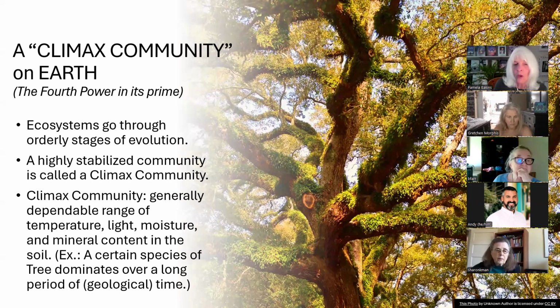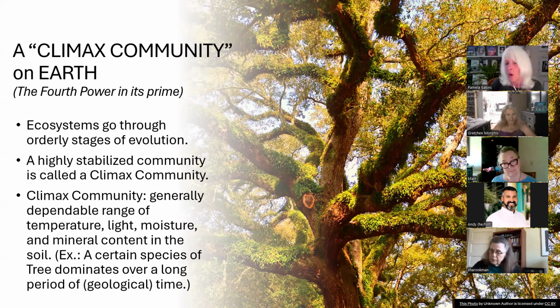And in general, over time, when we have a climax community on Earth, a certain species of tree dominates for a long period of time, geological time. So there have been different periods where different trees were stabilized on the planet Earth, and throughout all this different life forms would emerge, but the tree would be a dominant feature in any ecosystem. So that's a climax community. That's where everything is working perfectly and beautifully and working together like a beautiful forest.